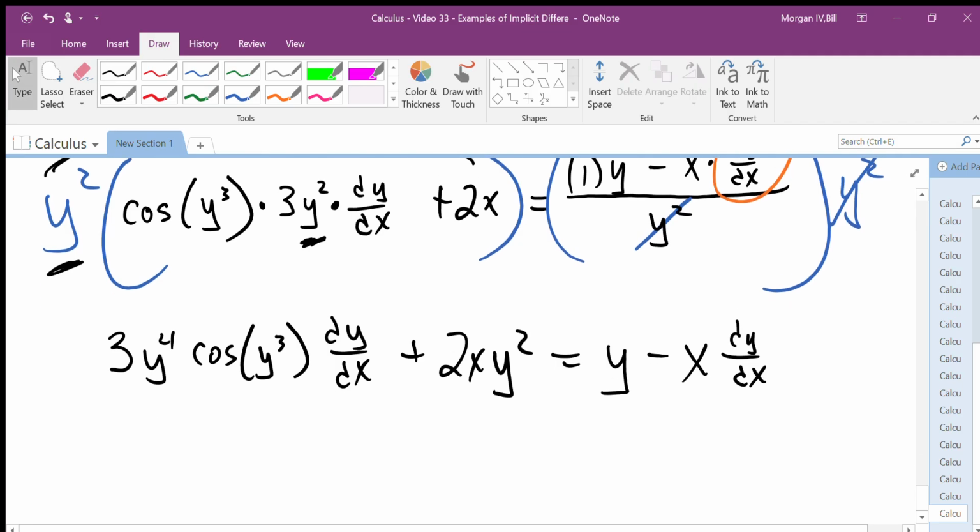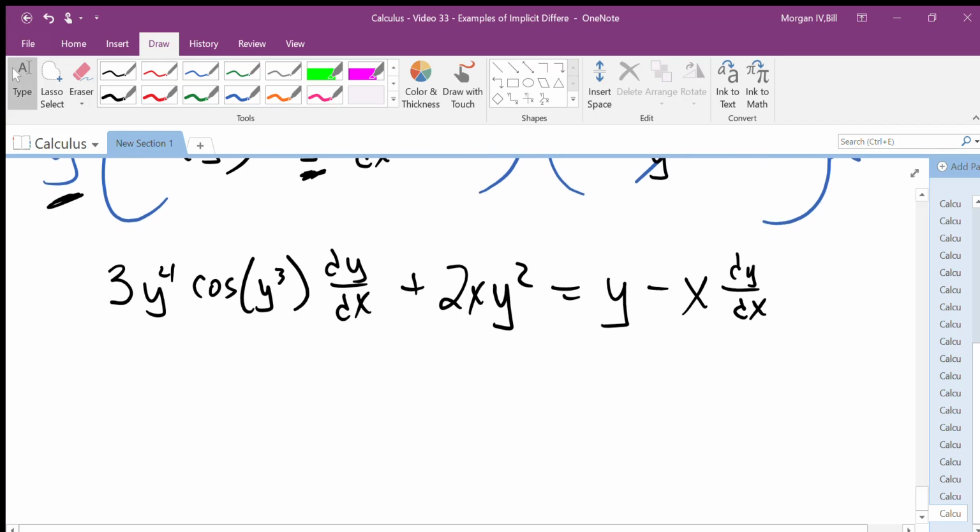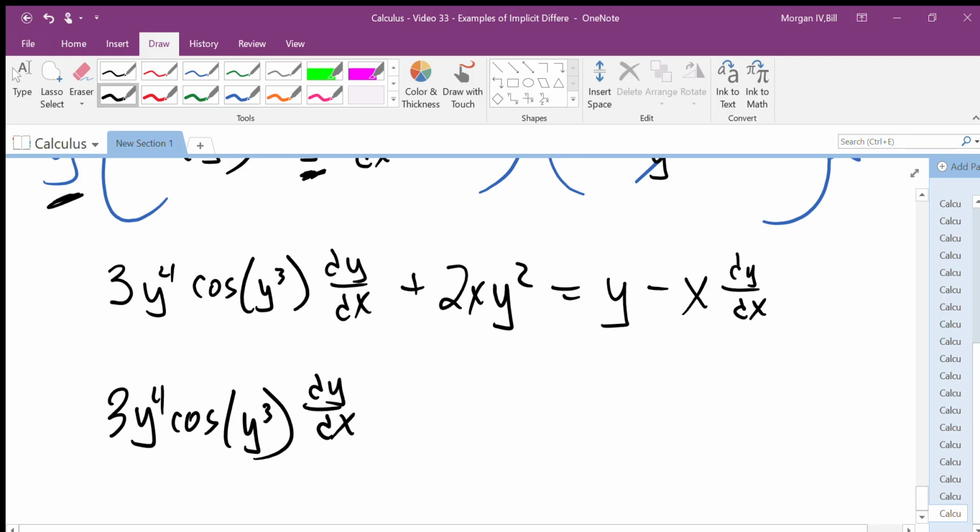Okay, now I can more easily move everything that has a dy/dx to the left-hand side, anything that does not to the right, and I get 3y to the 4th, cosine y cubed, dy/dx, that's that first term. And on the right here, I have a minus x dy/dx. I want to add that to the left-hand side as plus x dy/dx equals, I have a y still on the right-hand side, just came down from that y. And then I need to minus the 2xy squared from there. Right, so that's minus the 2xy squared.